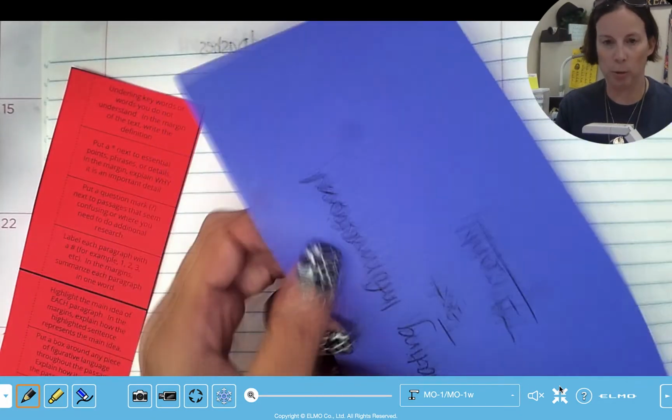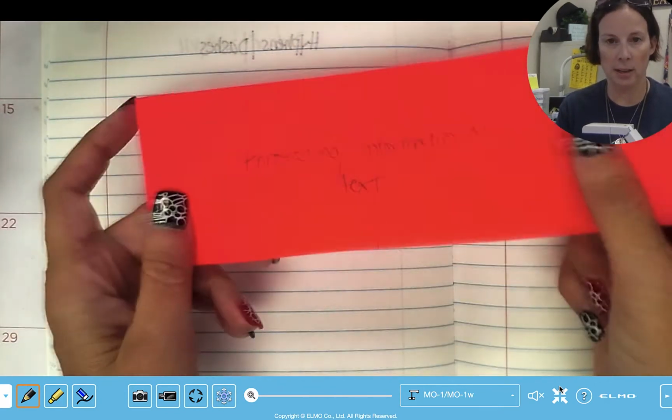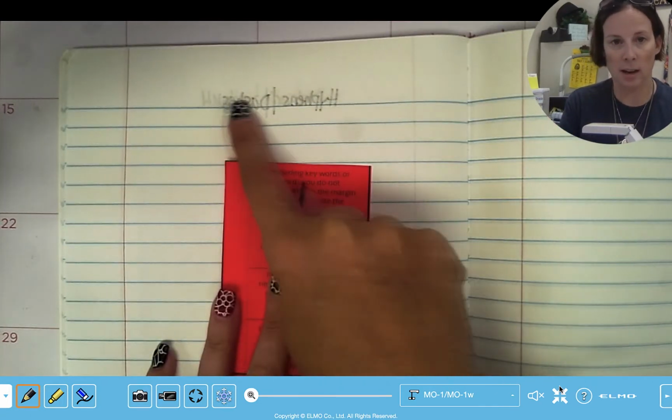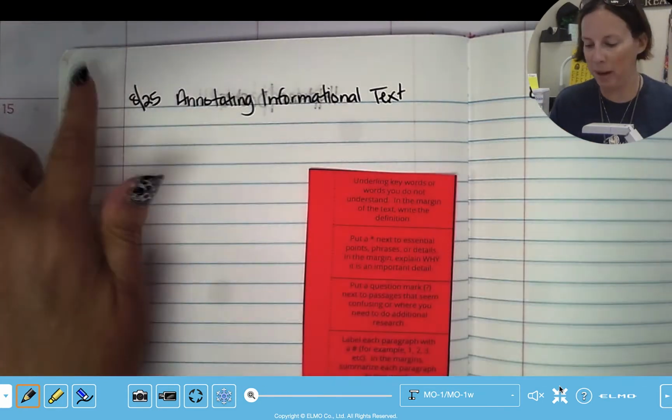Make sure you fill out your table of contents. And also make sure you fill out the top of the page with the date and annotating informational text for me, okay? And let's get started. You're gonna need some foldables. Okay, so you are gonna need the foldable that says annotating informational text 7th grade only, and then also the annotating informational text. That's this color, okay? Make sure you have today's date and annotating informational text at the top. So make sure you also have page numbers.